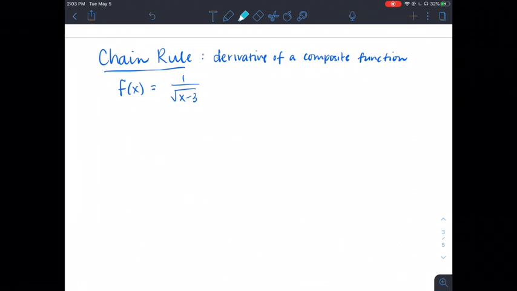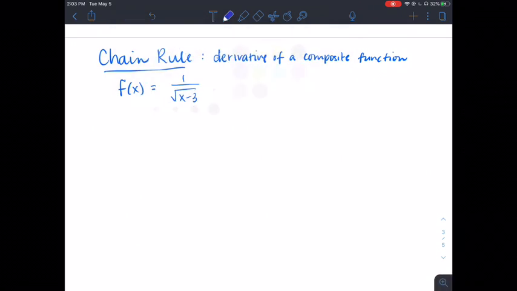What we're going to do is take a look at that function we started off with at the beginning, and see if our assumption that the power rule works just fine on that problem was valid or not. Because this function, f of x equals 1 over the square root of x minus 3, is a composite function. And derivatives of composite functions have a special rule that they have to follow.